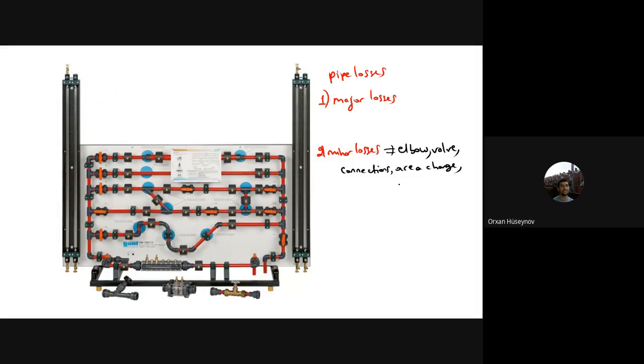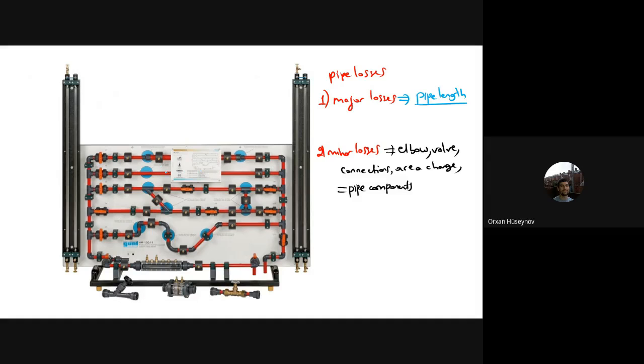Okay. What else can we have for the minor losses? I've said that you can have the valves, connections, area change, etc. Okay, these are called the minor losses. At the end, you can say that these are pipe components. Due to pipe components, you will have the minor losses. And on the other side, you have the major losses. And these major losses, in simple terms, you can say that it is due to pipe lengths. Okay.